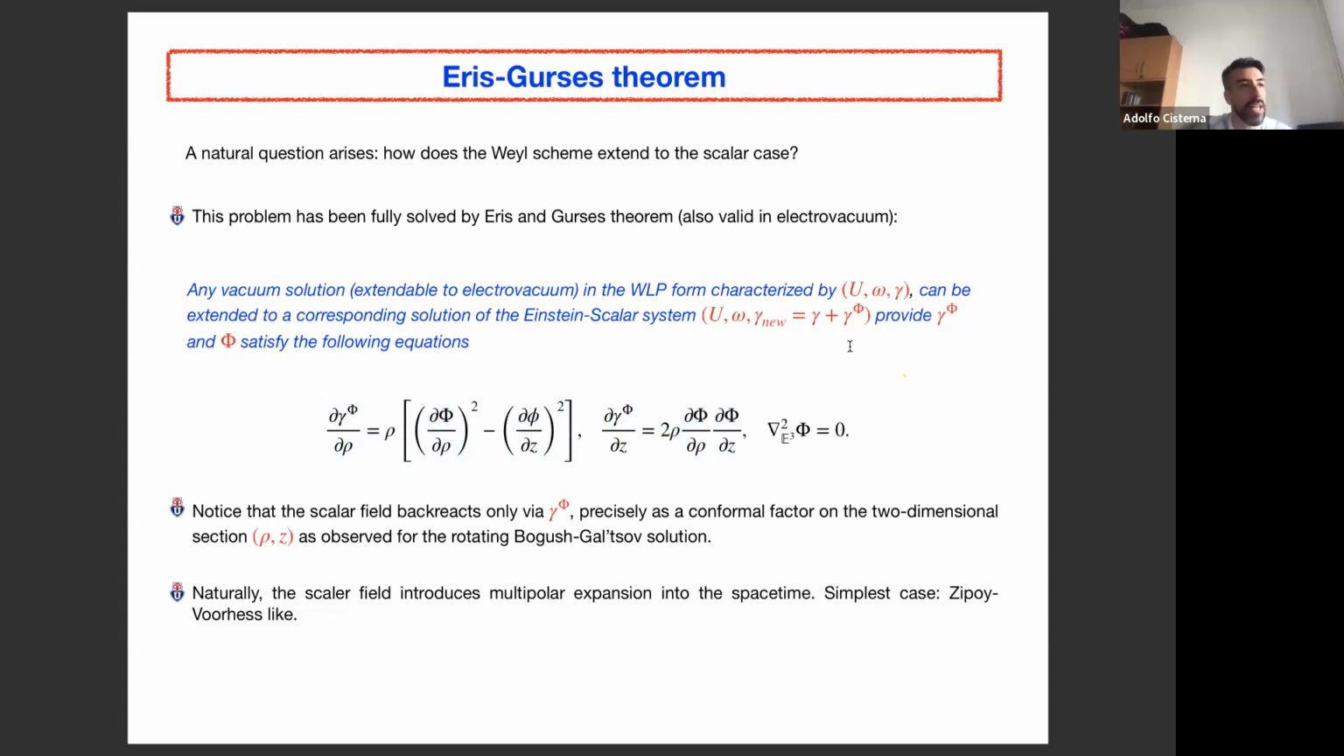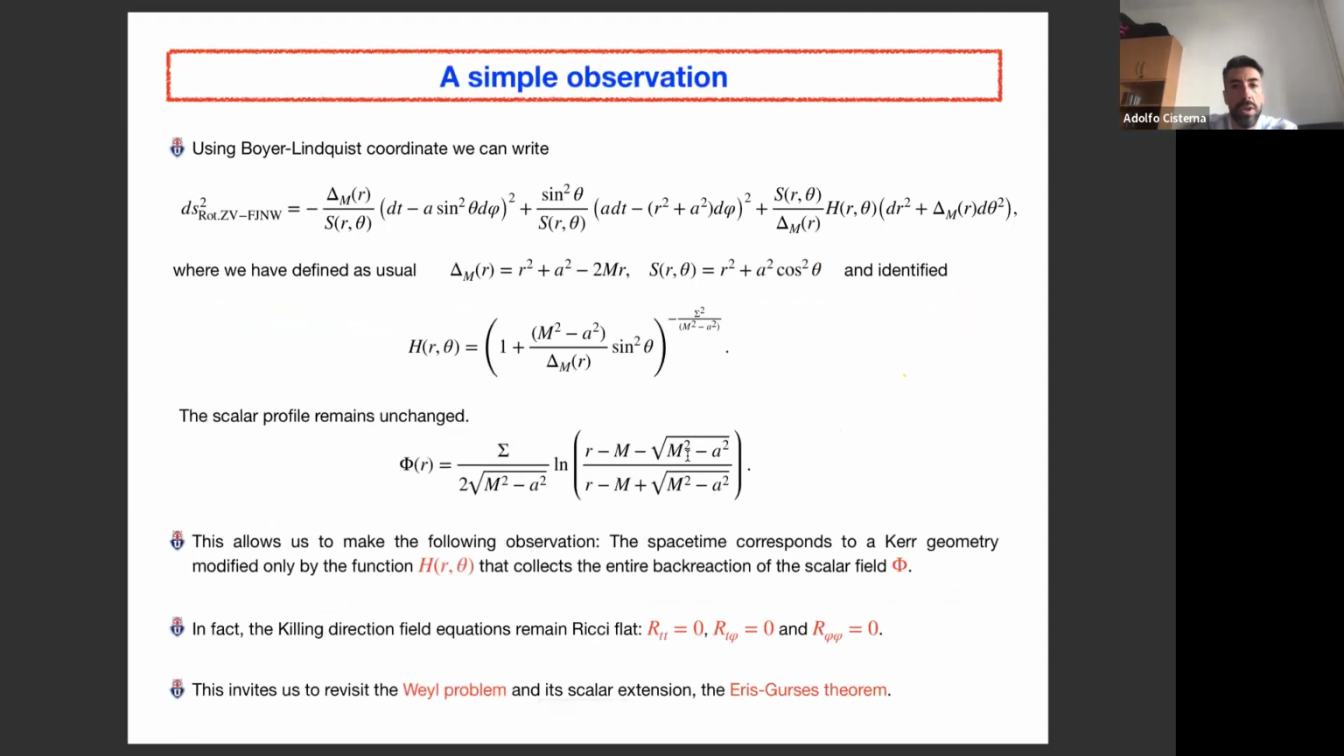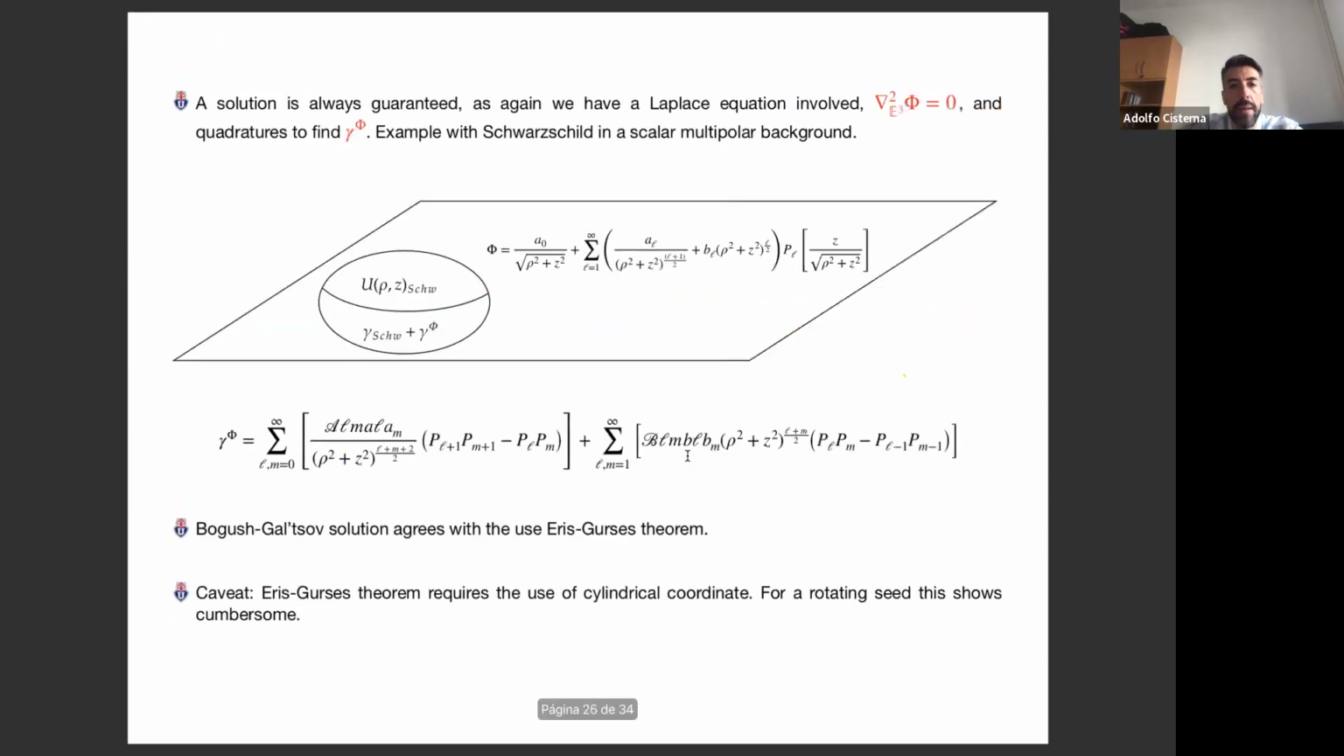So I can take any solution, rotating or not, of Einstein theory, and I can construct a new one with a minimally coupled scalar field on top, because rotation and the original gravitational potential do not mess up the contribution of the scalar field. The scalar field decouples completely, and decouples in the same way the gravitational potential decouples in the Weyl problem. And this allows us to construct immediately the solution of Gal'tsov, and it's also happening in dimension 5.